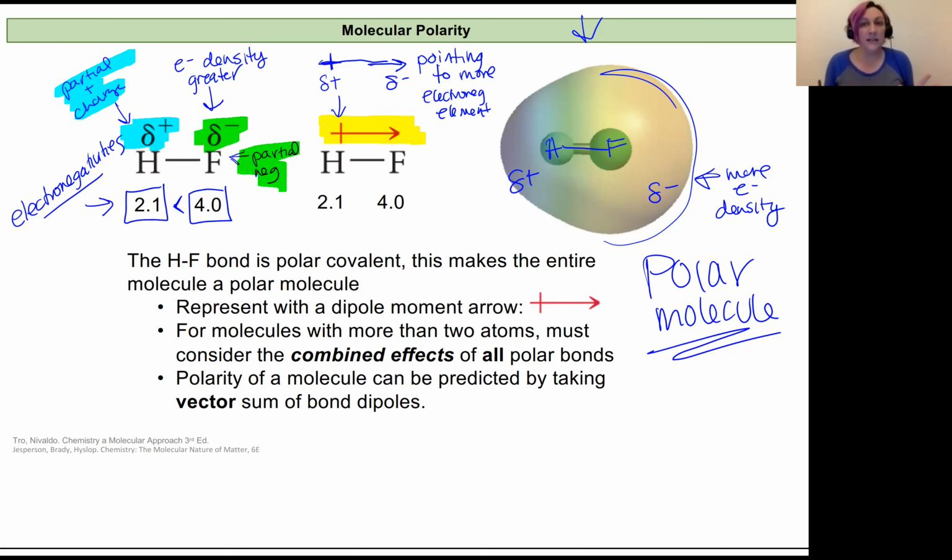And that's going to mean a lot later. It's going to mean, when we talk about intermolecular forces, that it can dissolve in water, for one. Water is polar, like dissolves like. So our polar molecules will dissolve in water.